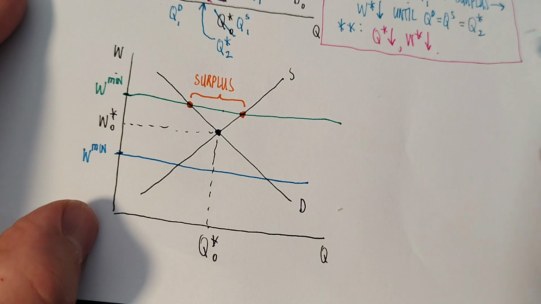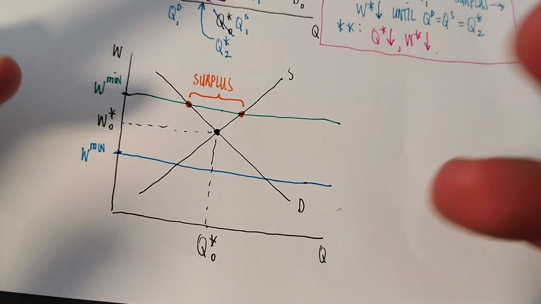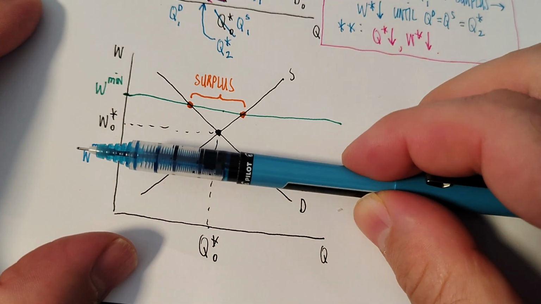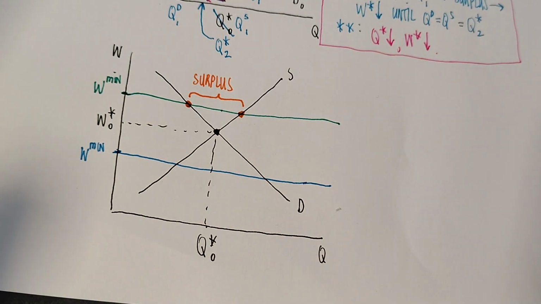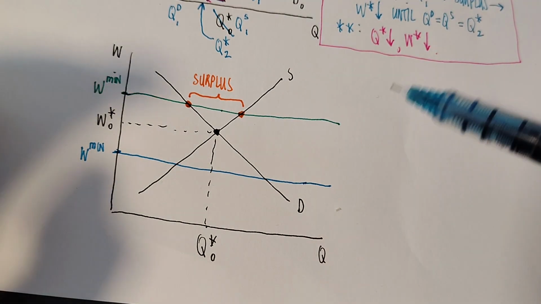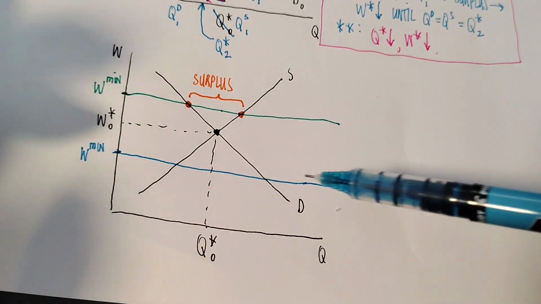Would it really matter for us? Not really. This minimum wage doesn't really bind. And the reason it doesn't bind is because the equilibrium already is above it. So the minimum wage doesn't really matter. It's not doing anything. It's just sitting there.